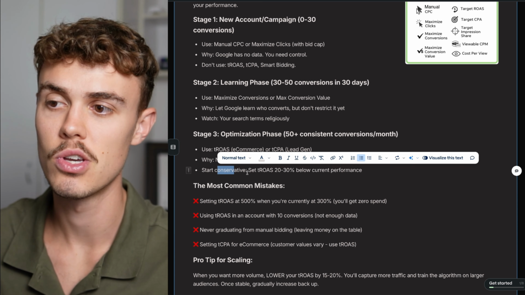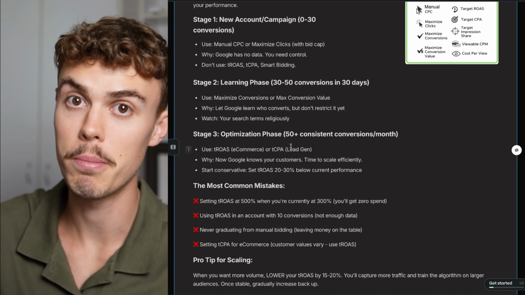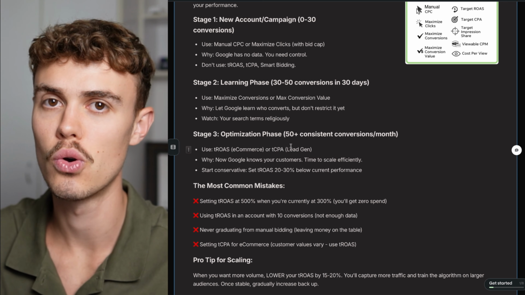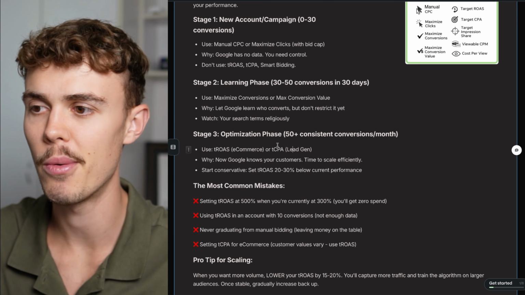Make sure to start conservative. So set your ROAS 20 to 30% below your current performance, your TCPA 20 to 30% above your current TCPA, just to make sure that you're giving Google some room to work with and you're not pushing it to be super strict from day one.